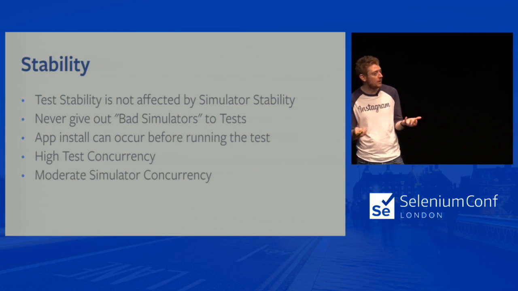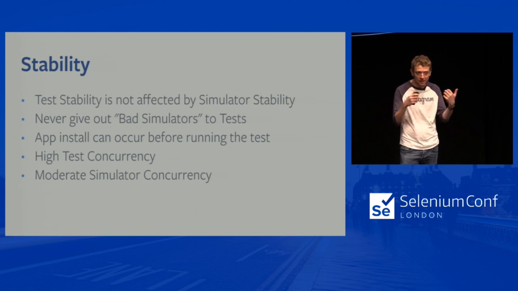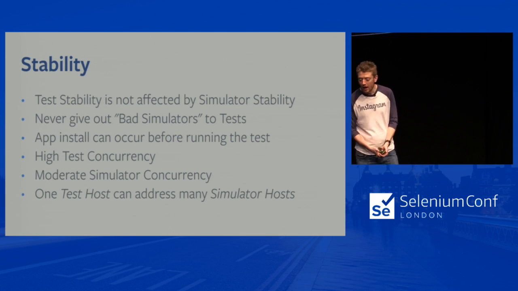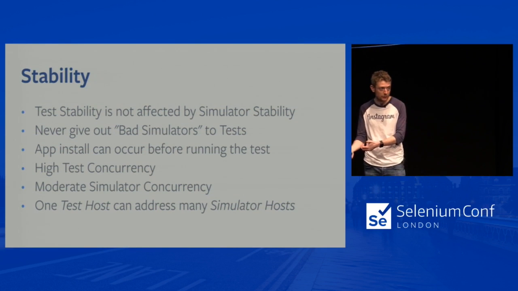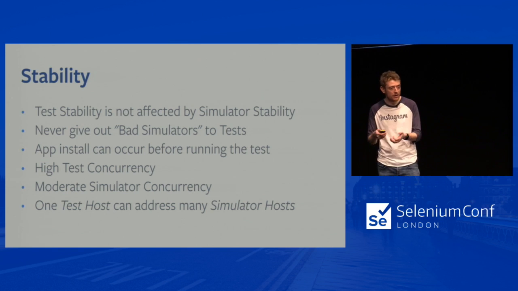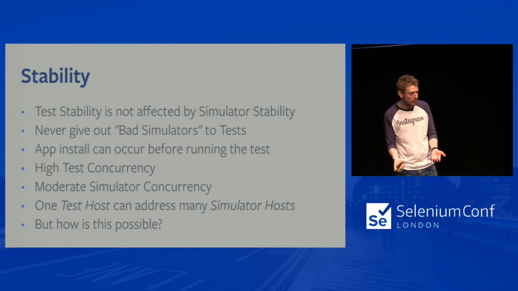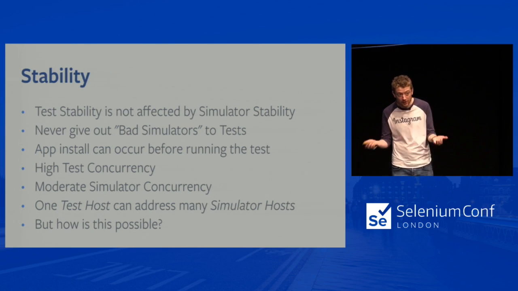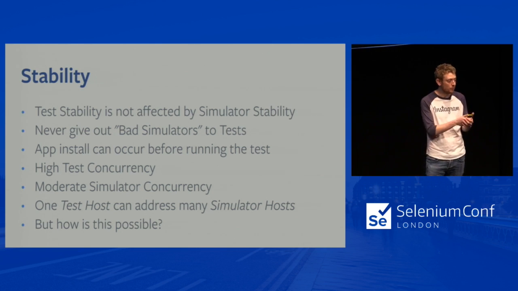There's also moderate simulator concurrency. Obviously, the simulators are running a simulated iOS, so there's going to be an upper limit on the number that you can run on your Macs. Which means that one test host can address many simulator hosts. So you can even have a situation where you have more machines running simulators than you have machines running tests. But how is this possible? Obviously, I said Xcode Build has an internal limitation that means that you can only run one simulator on one Mac at a time.